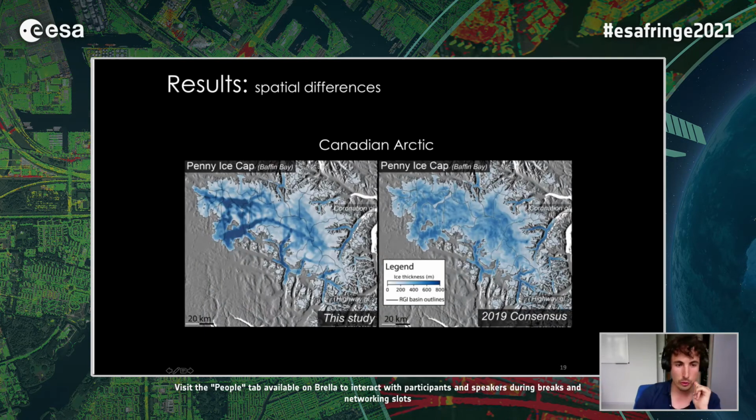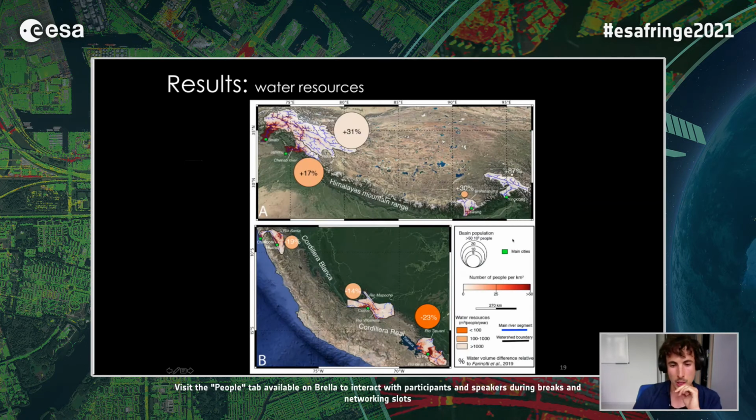You again have this example on Penny Ice Cap. I really like this example because we can really see this deep valley that extends inland of the ice cap, which was only possible using a regional inversion of ice velocity mapping that is not present here again in what existed before.